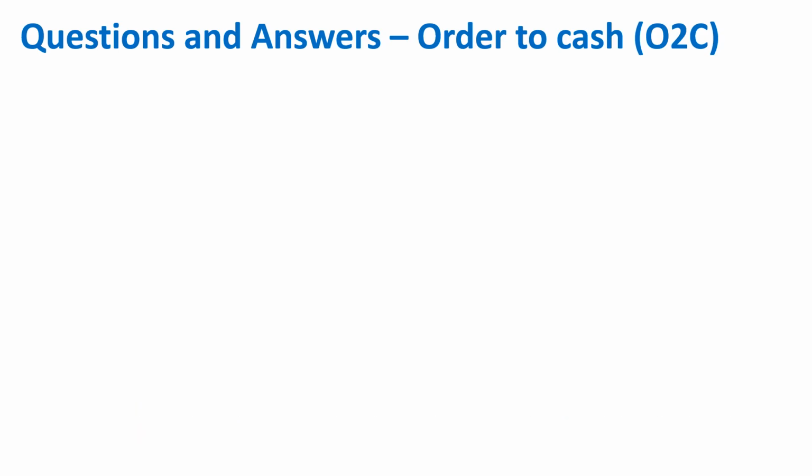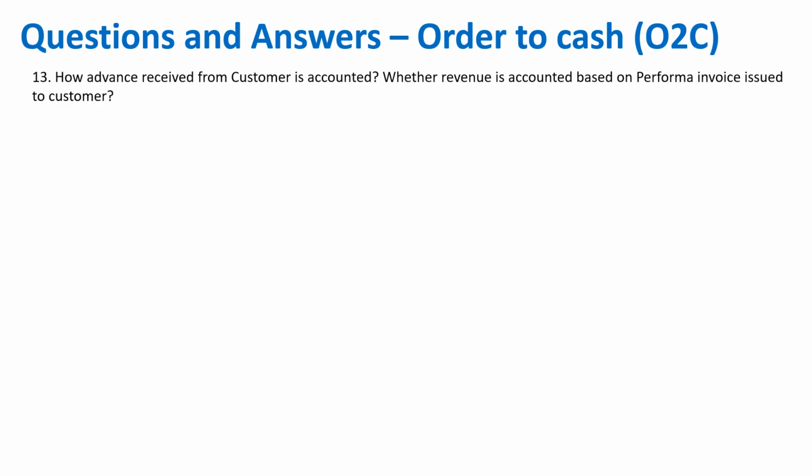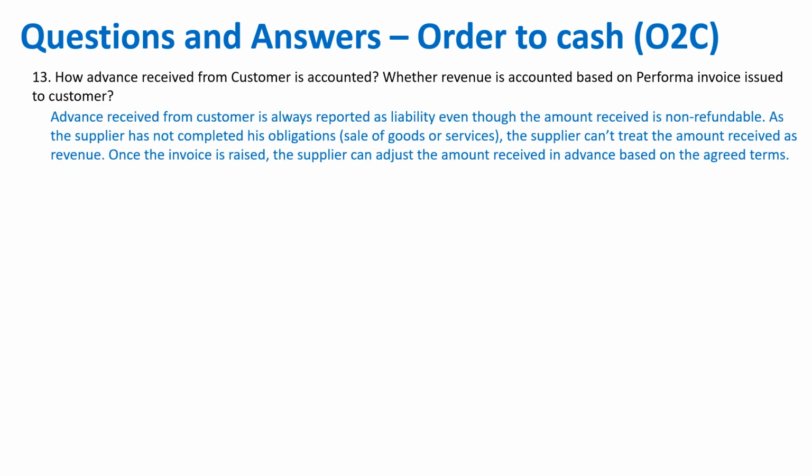Next question. How is advance received from a customer accounted? Is revenue accounted based on the pro forma invoice issued to the customer? Advance received from a customer is always reported as a liability, even though the amount received is not refundable. As the supplier has not completed the obligation, that is the sale of goods or services, the supplier can't treat the amount received as revenue. Once the invoice is raised, the supplier can adjust the amount received in advance based on the agreed terms. It can be the full amount or some portion of the advance received, based on the agreement the supplier has with the customer.